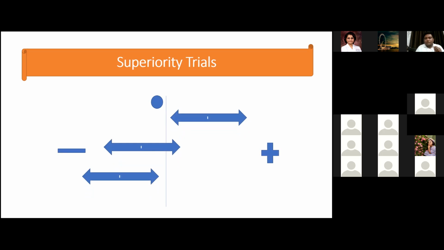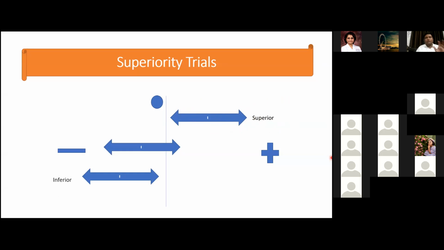Let's say this white dot is the mean difference, and this arrow represents the confidence interval. This first scenario clearly indicates that the experimental arm is superior. For example, the mean difference was 5 and the confidence interval was 3 to 7. Then it clearly indicates that the experimental arm is superior.